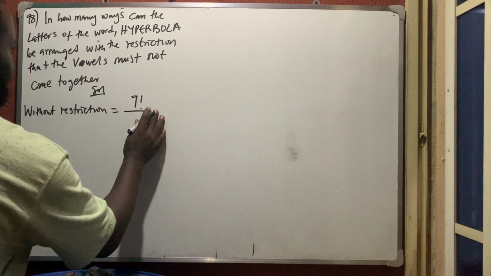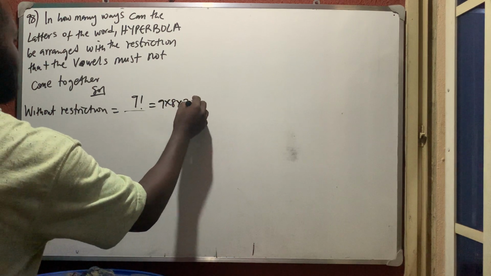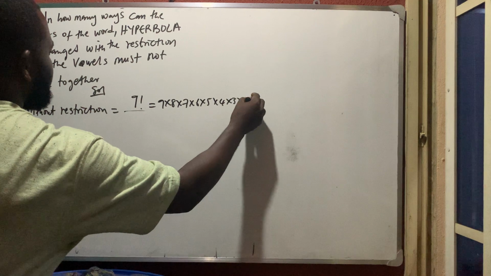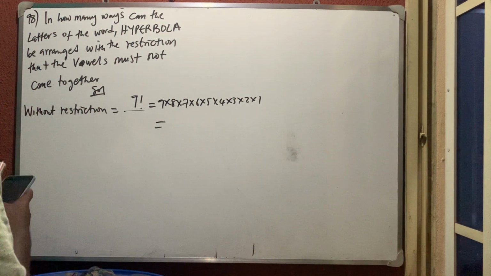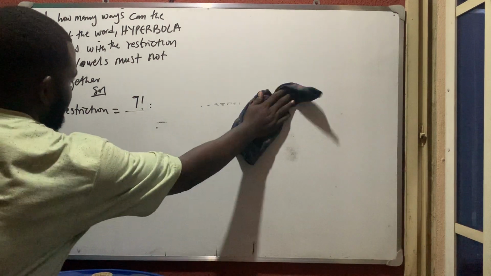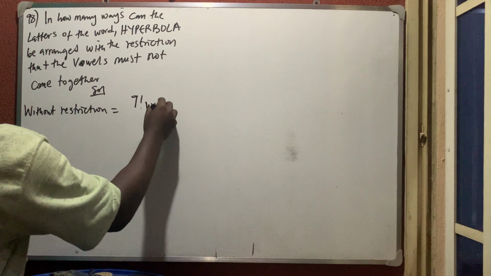And 9 factorial is simply 9 times 8 times 7 times 6 times 5 times 4 times 3 times 2 times 1, which is equal to what? Okay, without restriction is 9 factorial ways.